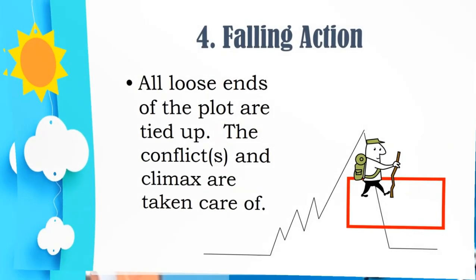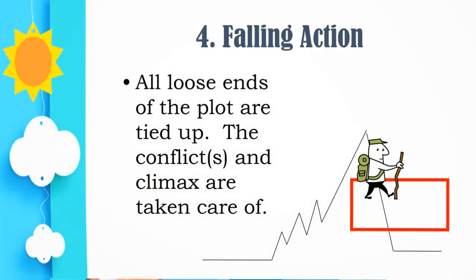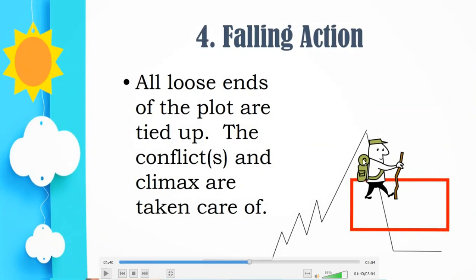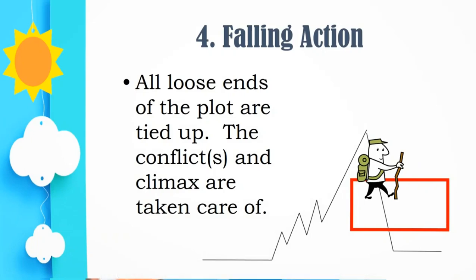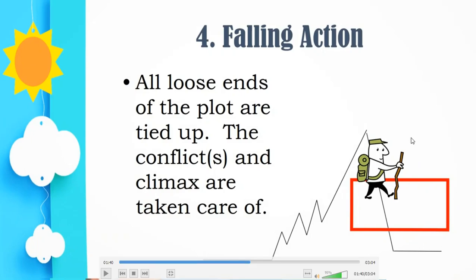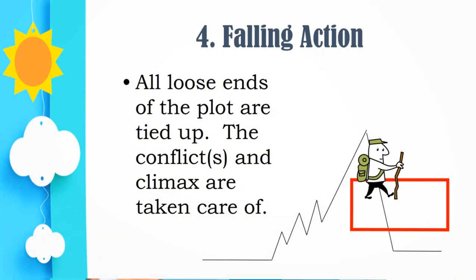Nemo already rescued, but Dory got caught again in the fishing net, and they need to solve that again. Now, for the fourth station, on the adjacent part of the mountain, on the slope, we have the mountaineer and Mr. Everest. The fourth station would be the falling action.